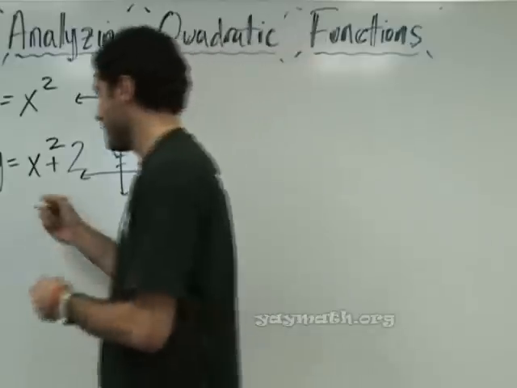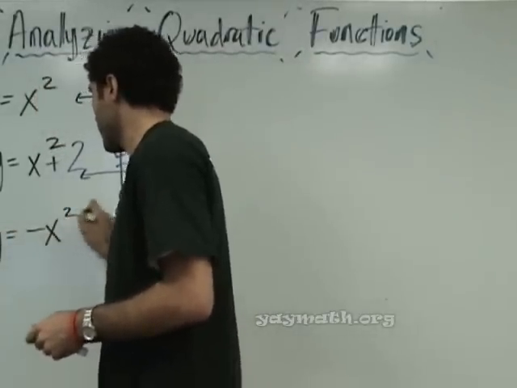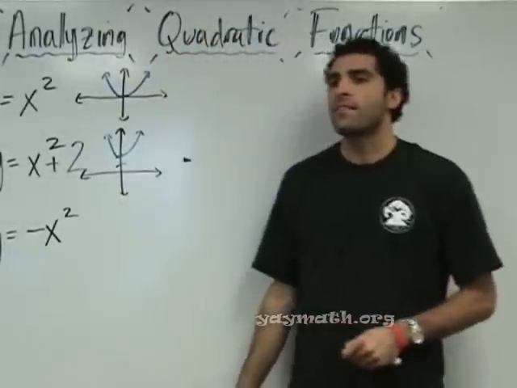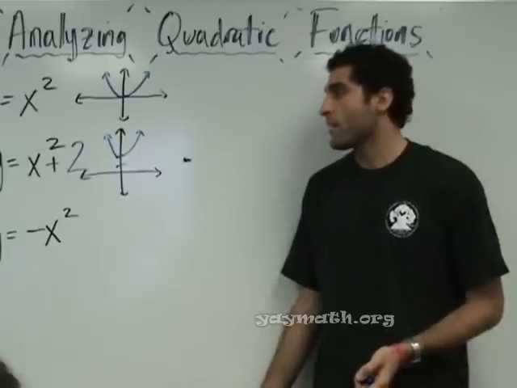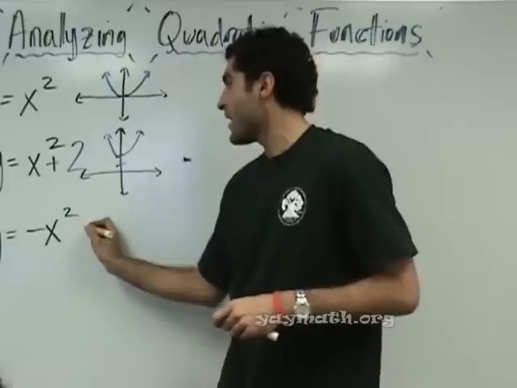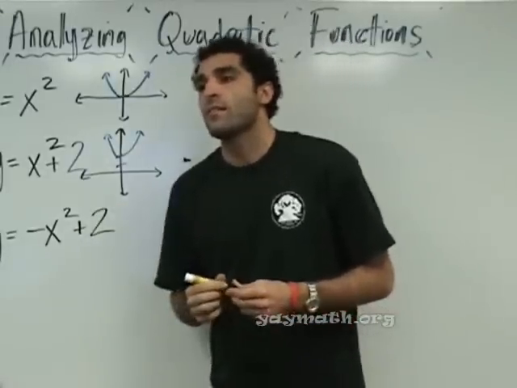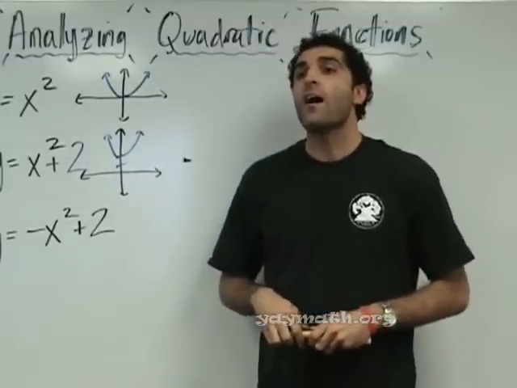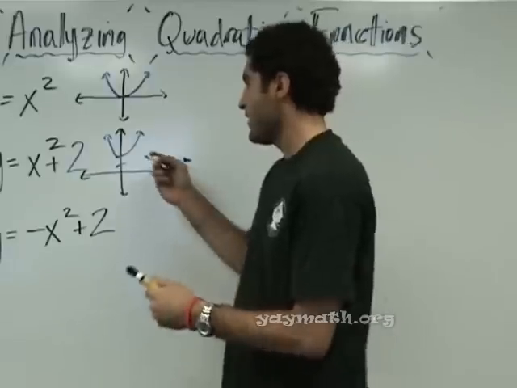Okay, more. What about y equals negative x squared? We've talked about this. It's upside down, right? Y equals negative x squared is upside down. So what would be y equals negative x squared plus 2? What would that be? Up 2 going upside down. Right on. So that would be here.